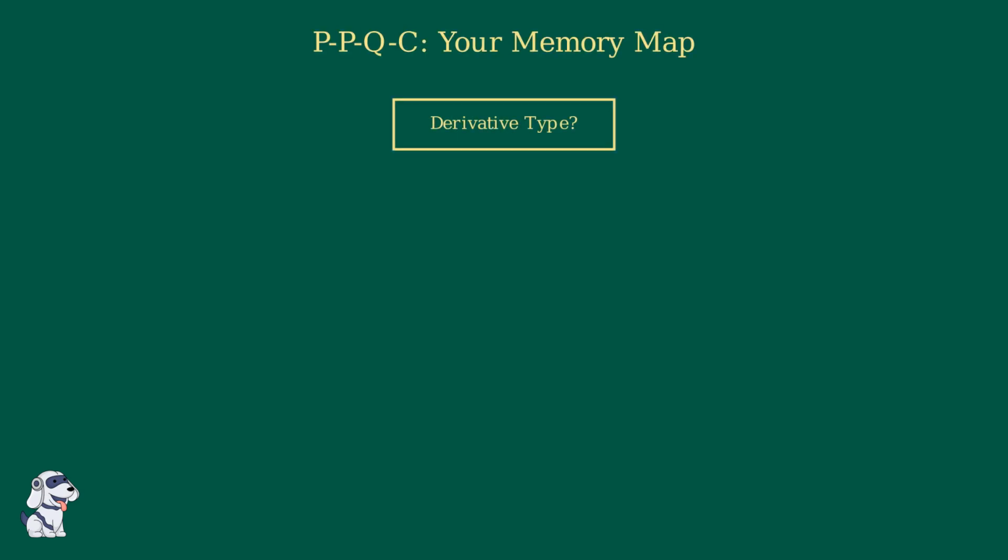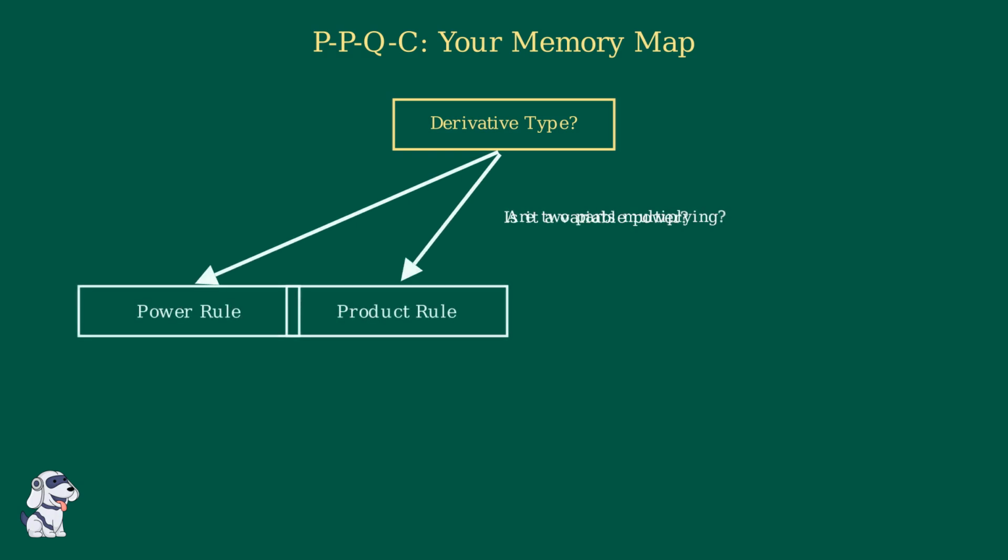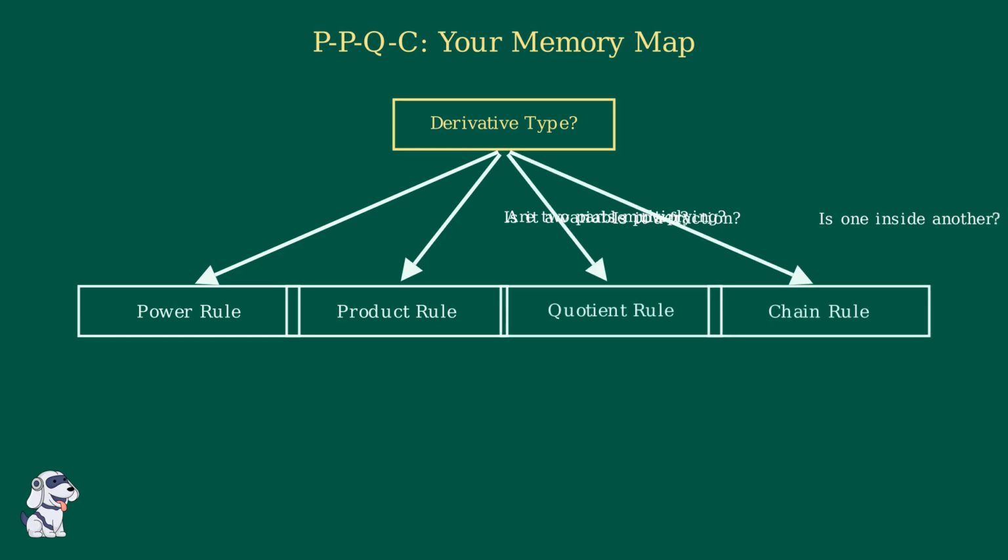To master derivatives, use the PPQC memory map. Start by identifying the function structure through this decision tree. If your function is a simple power of x, use the power rule. If you have two separate functions multiplied together, use the product rule. If your function is a fraction, reach for the quotient rule. And if one function is nested inside another, the chain rule is your key. Follow this map. Identify the structure first, then apply the rule. This is the foundation of mathematical modeling.